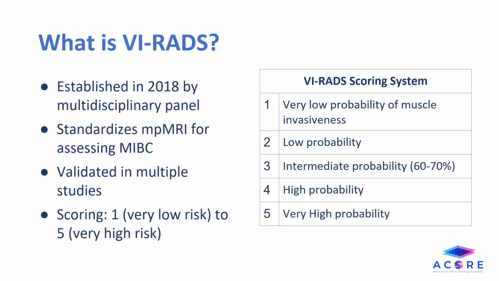VI-RADS was developed in 2018 by a multidisciplinary panel of radiologists, pathologists, and urologists. It's a standardized scoring system created to assess the likelihood of muscle invasion in bladder tumors using the multiparametric MRI. It's been validated through meta-analyses and other studies, and it's been applied in clinical settings that range from staging to chemotherapy planning. The scoring system ranges from 1, meaning a very low probability of muscle invasiveness, all the way up to a 5, which indicates a very high probability of muscle invasion.